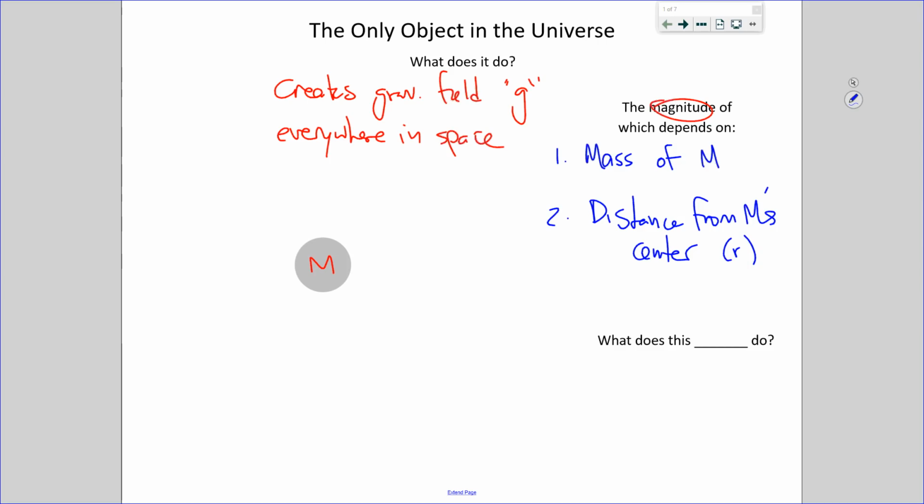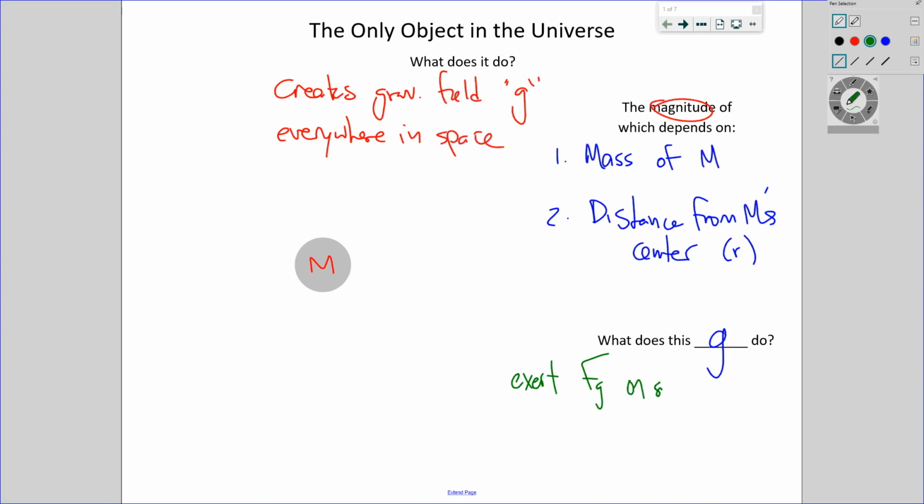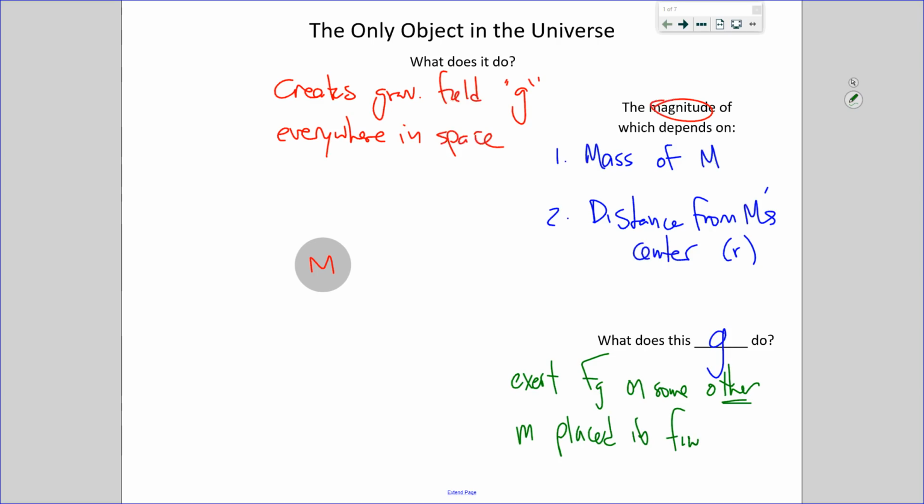So, what does this gravitational field do? Well, nothing. If this is the only object in the universe, the field doesn't do anything. The field is there. The field is, as Einstein would say again, a deflection in the fabric of space-time. So it doesn't do anything unless the field can exert a gravitational force on some other mass placed in the field.